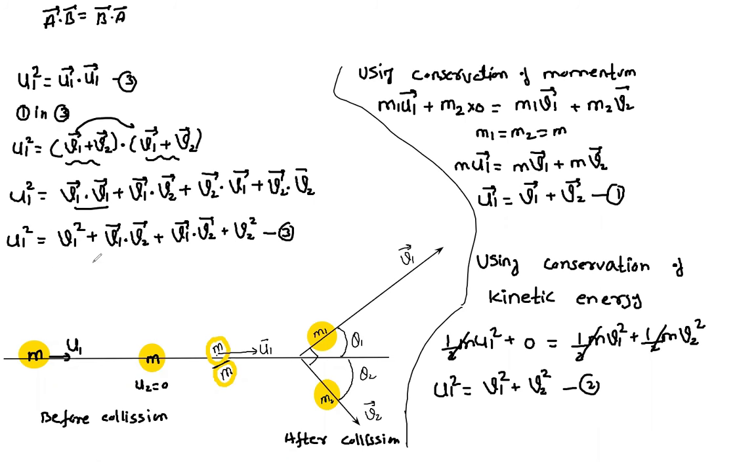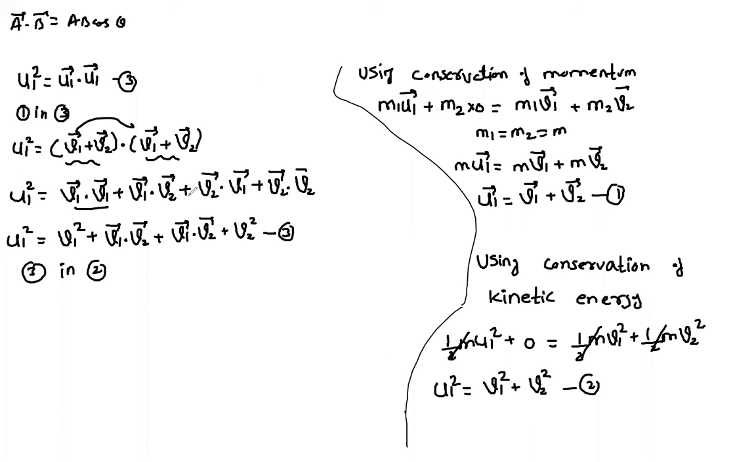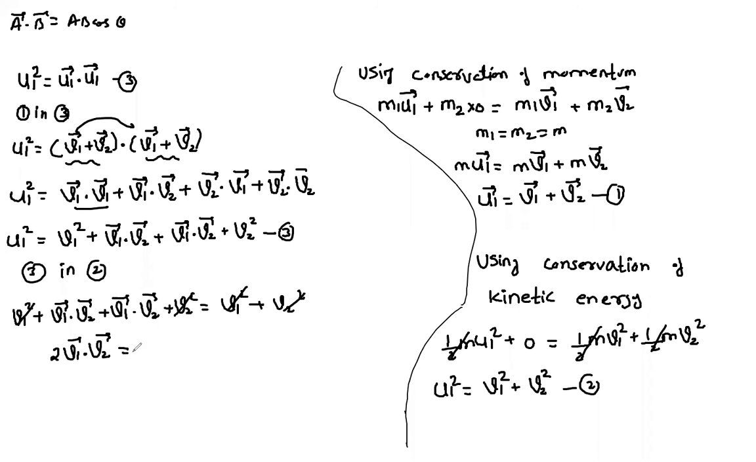Now, we can just substitute 3 into the earlier equation. If I substitute 3, then this is V1 square plus V1 dot V2 plus V1 dot V2 plus V2 square, which is V1 square plus V2 square. So this V1 square will cancel this V1 square, V2 square will cancel this V2 square. Very good, which is equal to 0. So that's twice V1 dot V2 is 0, right? Or you can write this as V1 dot V2 is equal to 0.